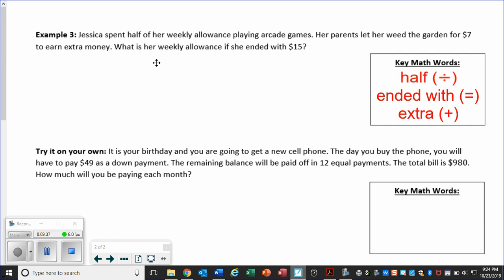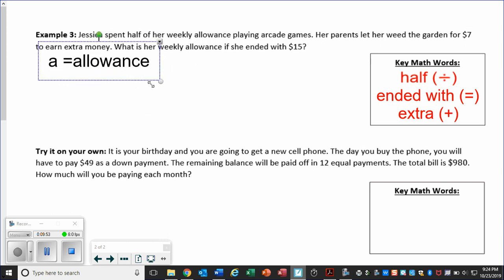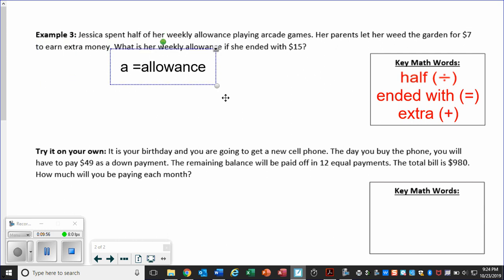So, I should define my variable. I don't know what the allowance is. So, I'm going to say A is going to equal the allowance. Now, define that variable first. It's very large. Okay? And now I'm actually going to say X, just kidding. I'm going to use X. You can use A. It's up to you. It doesn't really matter what letter you pick, as long as you define it and let other people know this letter is going to represent this. That's all I'm looking for. Okay? So I'm going to say X is her allowance.